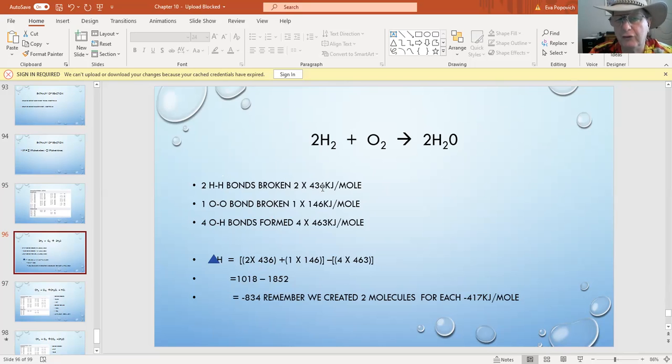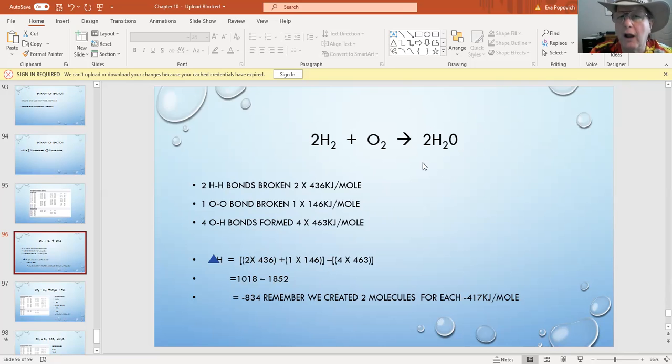So I'm going to take the 2 H-H bonds. The energy it takes to break one of them is 436. I have 2 of them, so I got to multiply that by 2. I'm breaking one O2 molecule, so I'm multiplying 1 times the energy it takes to break an O2 molecule. So I've got that. That is what's on my bonds being broken side. Again, those are all going to be positive.